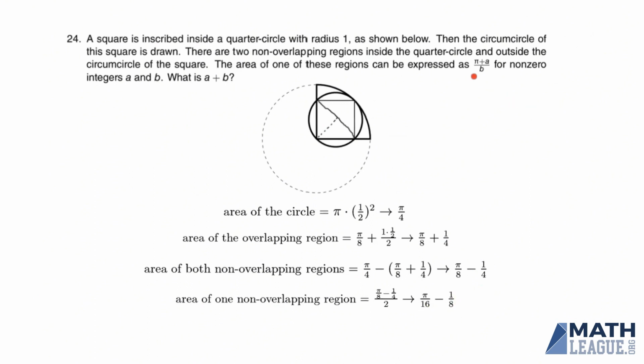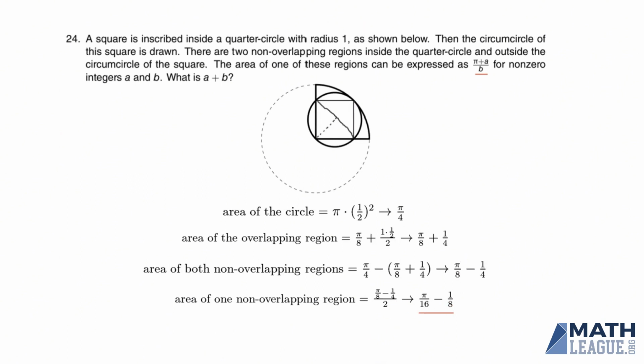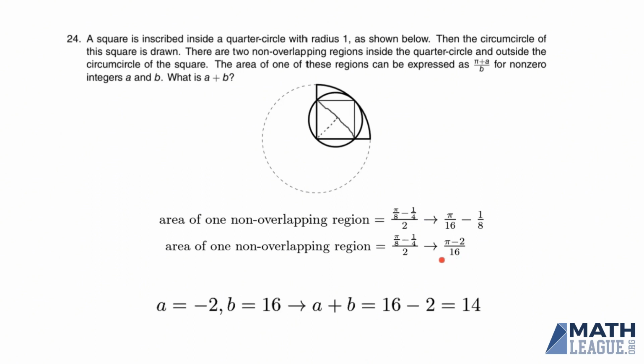Now remember, we want to express the area of one of these regions as (pi plus a) over b. So we want this to be simplified into a single fraction, which means we need to find a common denominator. And since we know that 1/8 can be expressed as 2 over 16, we can simplify what we have here as (pi minus 2) over 16. Now that means -2 is a, and b is 16.